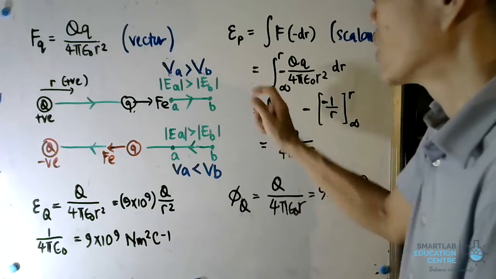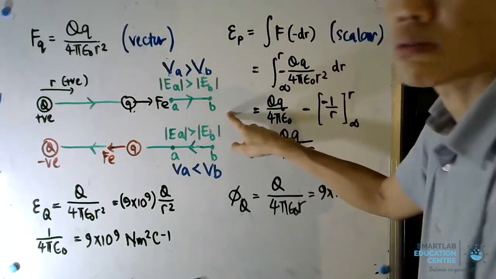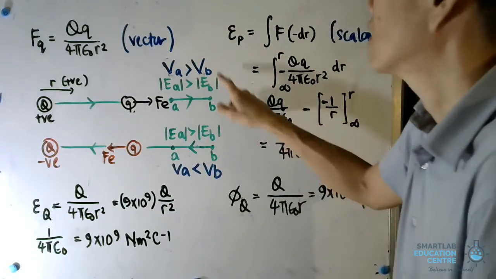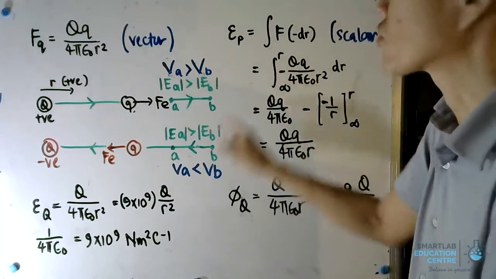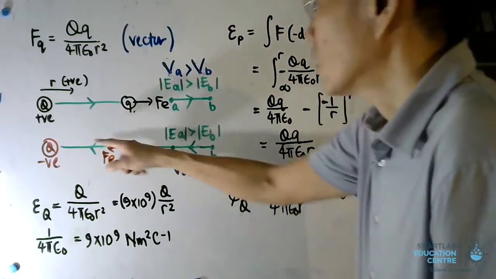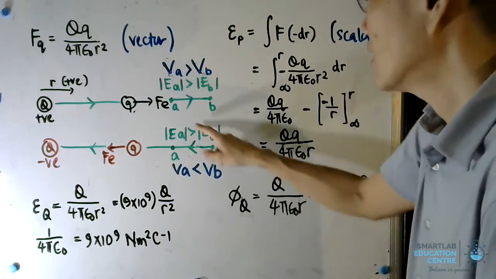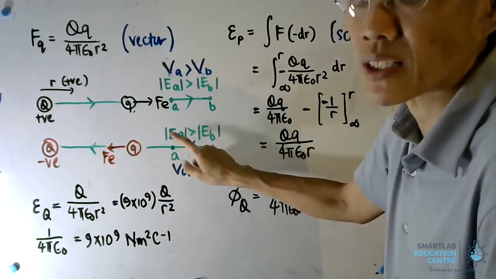However, when you now look at electric field strength, you will find that in the direction of the electric field lines, the magnitude of the electric field strength decreases when the charge is positive. When the charge is negative, in the direction of the electric field line, the magnitude of the electric field strength increases.